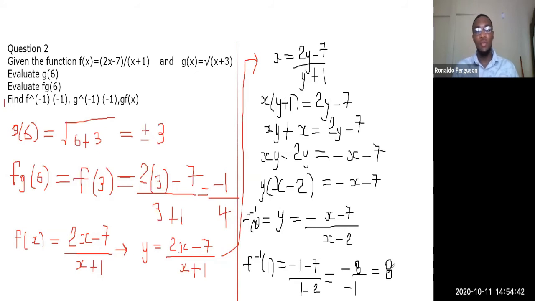Now, what are we going to do next? We need to find g inverse of 1. Right? So we need to find, well, g to the minus 1 of 1. So we need to find the inverse function of g and then find g inverse of negative 1. So let's do that. Right?